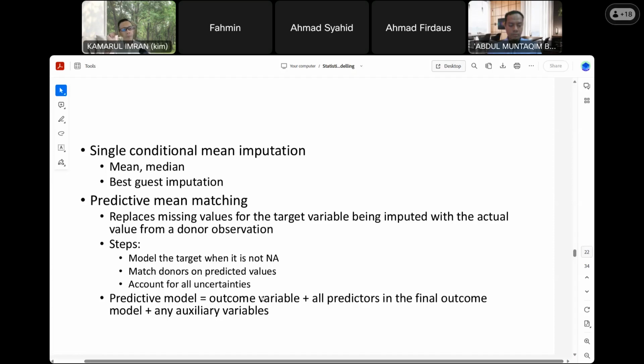So it means that you use predictive mean matching. Okay. Right. So usually in predictive model you use the outcome. You even use the outcome variable pun. Okay, you use the outcome variable plus all predictors in the final outcome plus any other auxiliary variable, and then in this case the outcome variable is variable age. Variable age. So now you can make prediction what would be the value of the missing value for variable age using information from outcome variable and all other predictors in the outcome plus any other variables.